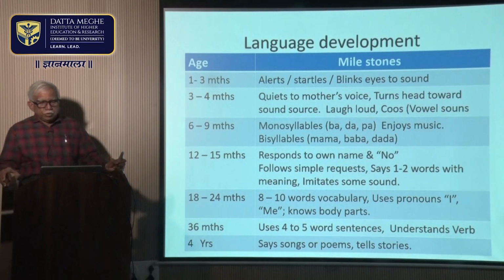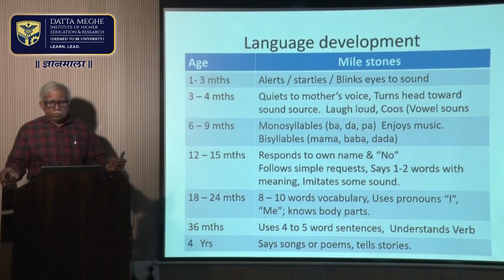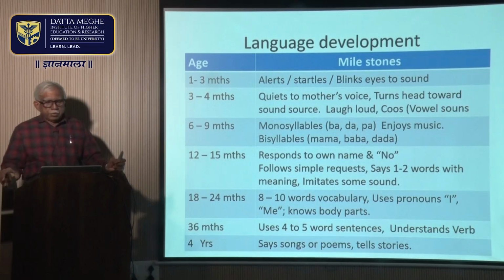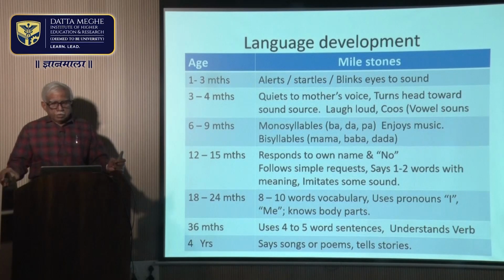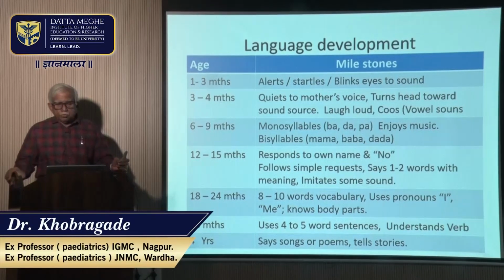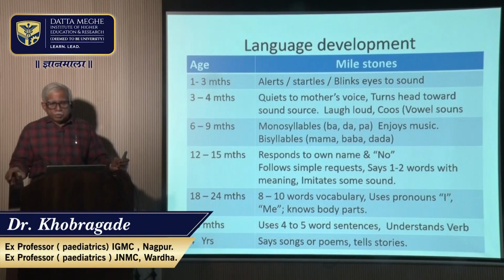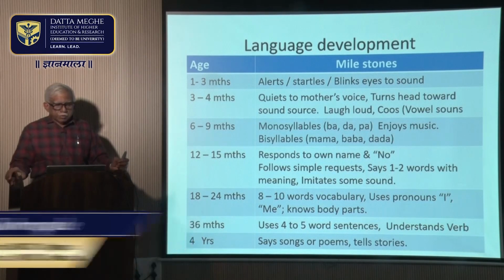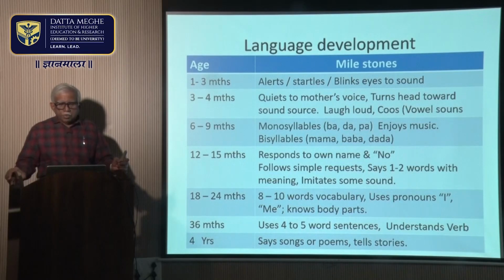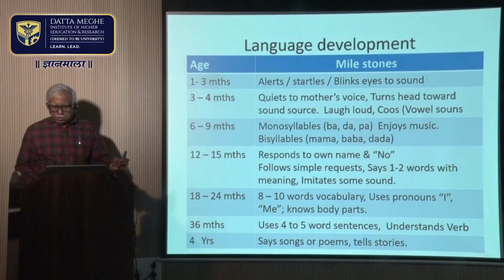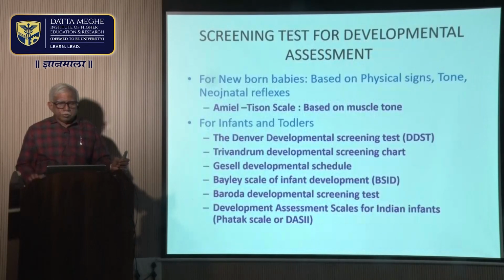By 18 to 24 months, he has a 9 to 10 word vocabulary, uses pronouns like I, me and knows body parts. And by 36 months, that means 3 years, he uses 4 to 5 word sentences and understands verbs for the first time. At 4 years he says songs or poems and nursery rhymes and sometimes tells stories also.